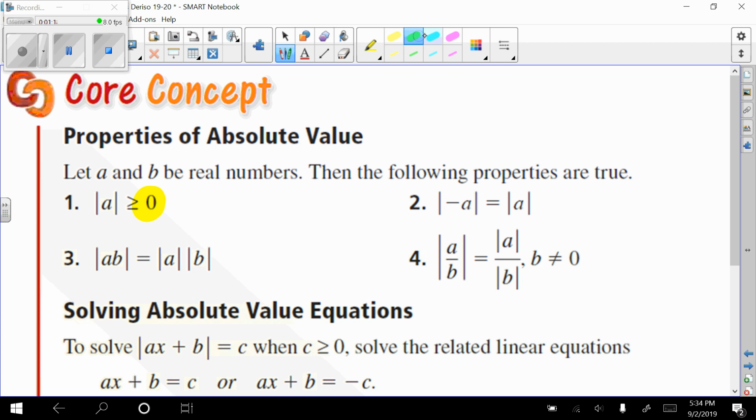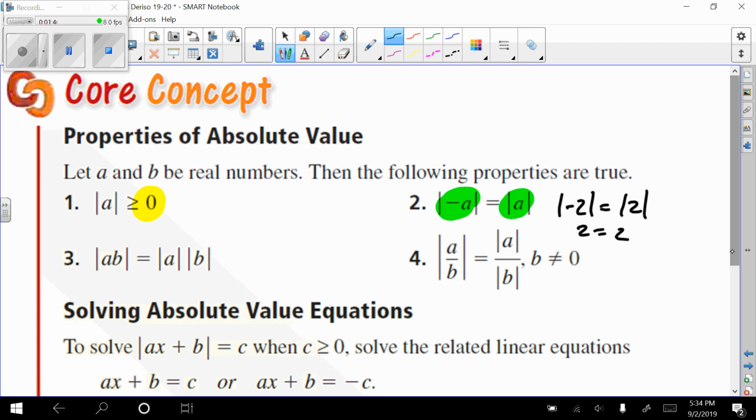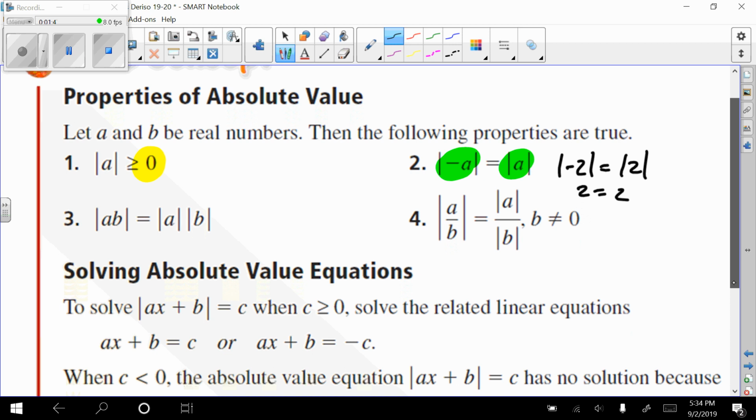The next thing is, please realize that if we have something inside of an absolute value sign, one is a negative, one is a positive. An example might be if this were a -2 and a +2. Those are both going to end up being the same, because again, whatever comes out of the absolute value sign is going to be the positive. Numbers 3 and 4 are just for your own information at the moment.